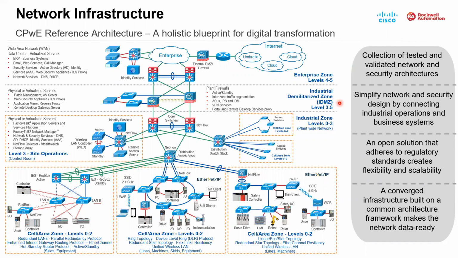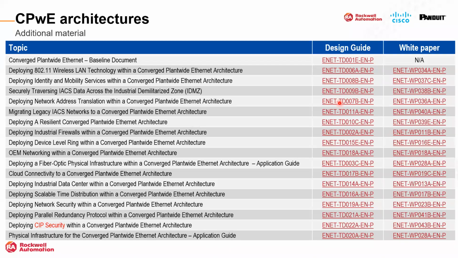The bottom zones show those three various topologies we just showed a minute ago: star, ring, and linear. You can deploy those on the plant floor, and you can even intermix them in those cell areas as well. But what's really nice about the CPWE is that there's an extensive amount of documentation. It's not just, here's a picture, go figure it out. There's an extensive amount of documentation called design guides, as well as white papers, that Rockwell, Cisco, and Panduit, the third partner in these CPWE architectures, have produced.